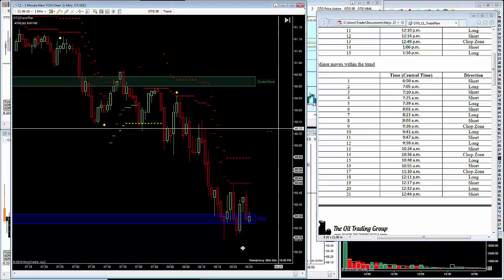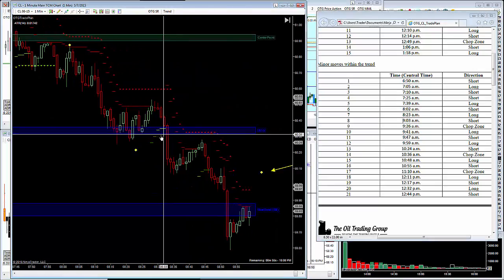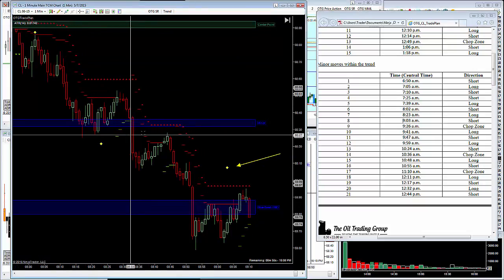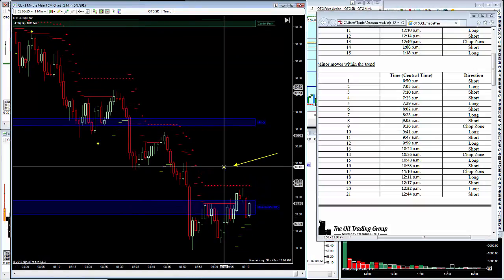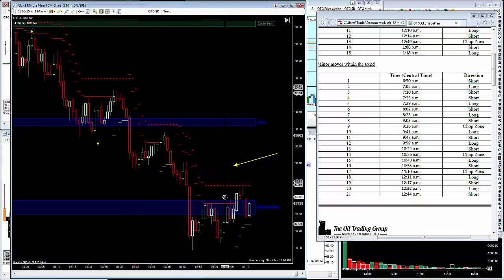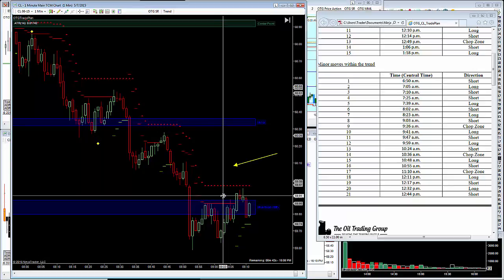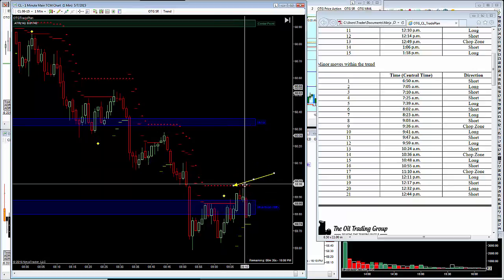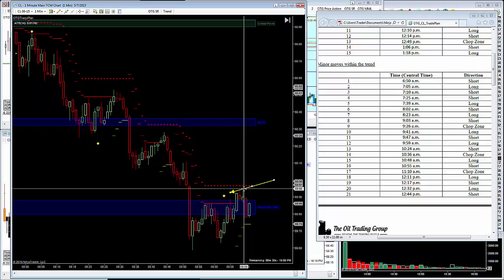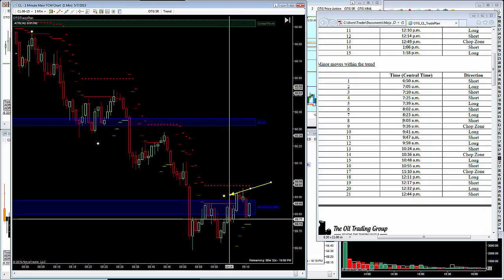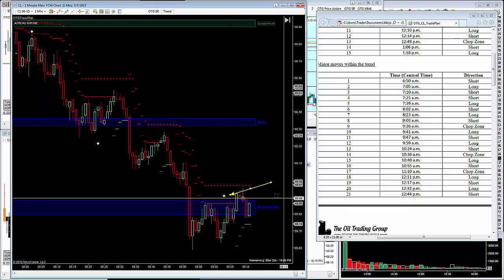And then it's at 9:03 this morning where we pick up the OTG trade of the day. Okay, and so 9:03 is this bar right here. Okay, so it's at this bar right here that we were looking to get short. So we're going to pick up the OTG trade of the day, and I'm going to look to get short. I get in around 76.